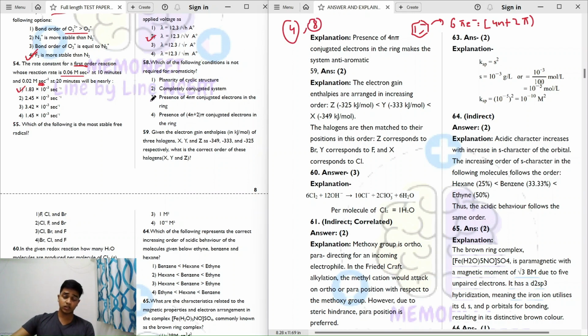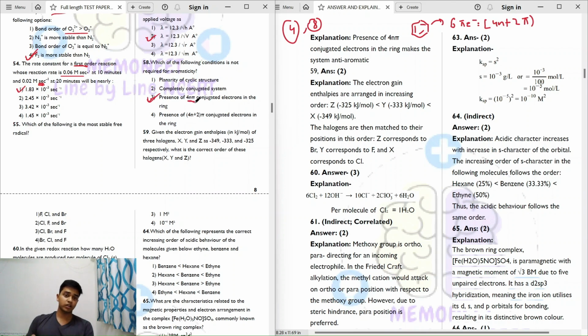So the condition which is not required for aromaticity is statement 3. The presence of 4n pi conjugated electrons is not required for aromaticity, that makes the compound anti-aromatic. Moving on to the next question.